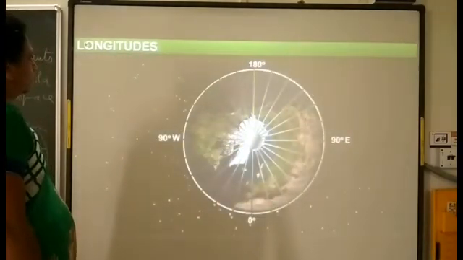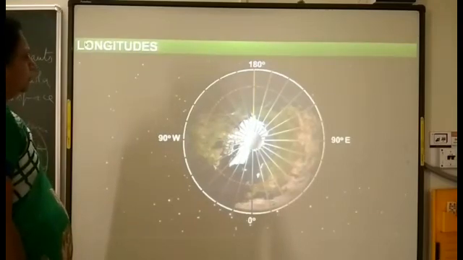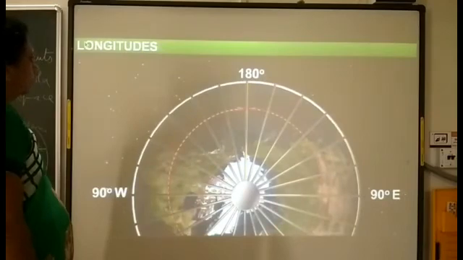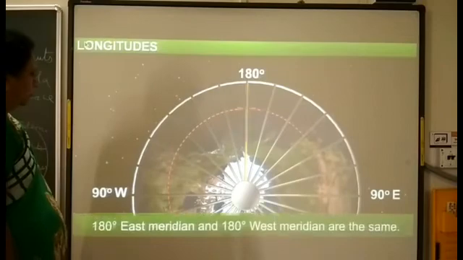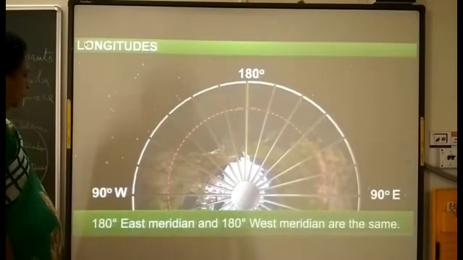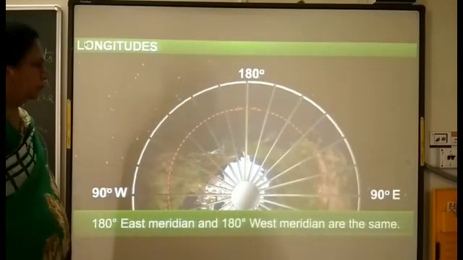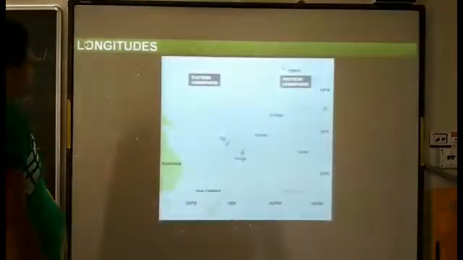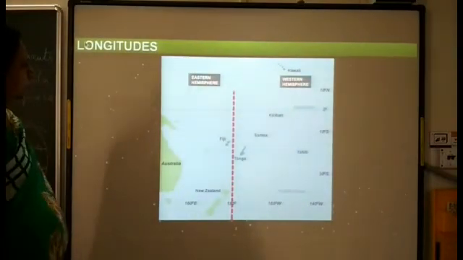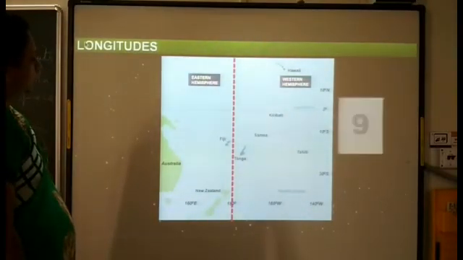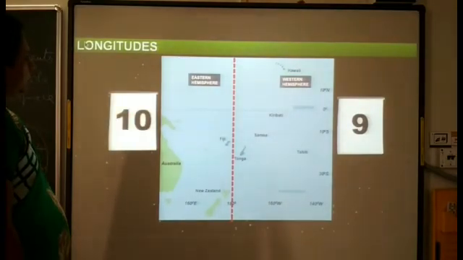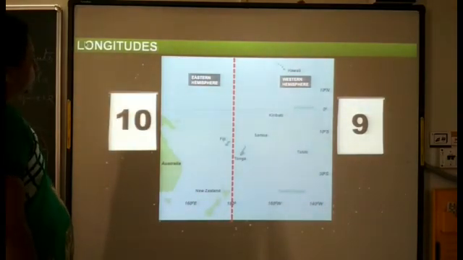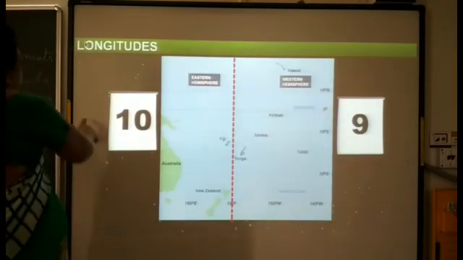Whether you're going towards east or west from Greenwich, if you travel across 180 degrees of longitudes, you will arrive at the same spot. In other words, 180 degrees east meridian and 180 degrees west meridian are the same. If you cross the 180 degree longitude, the calendar date changes. The imaginary line on the earth that separates two consecutive calendars.